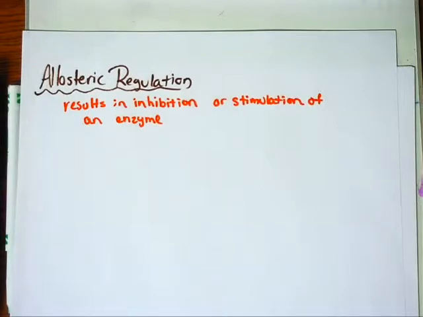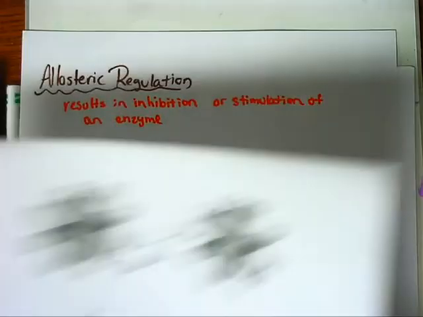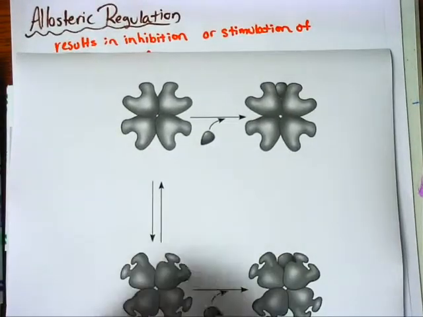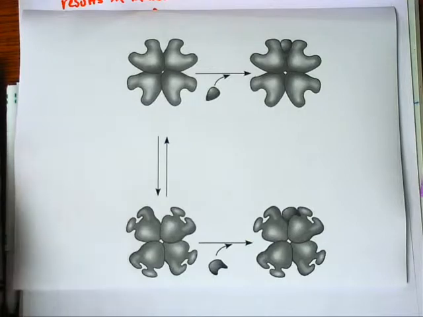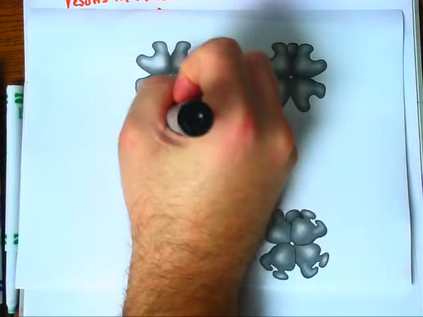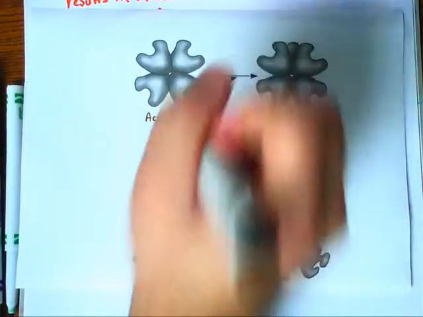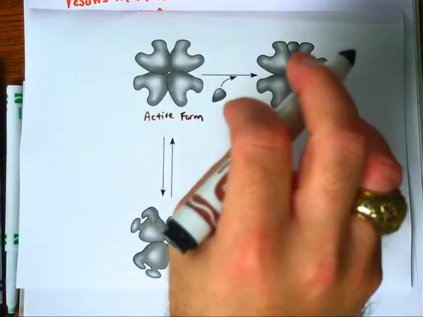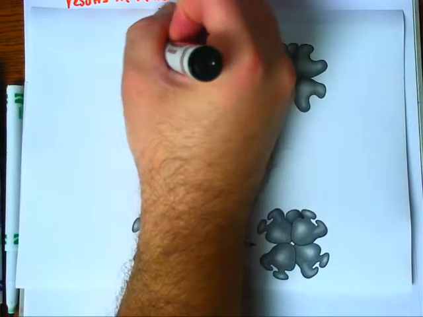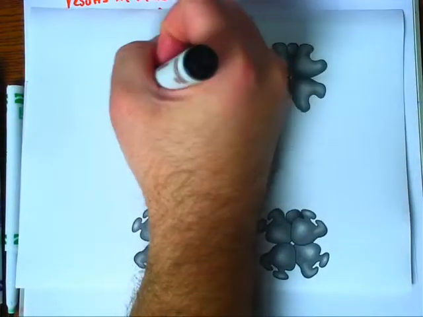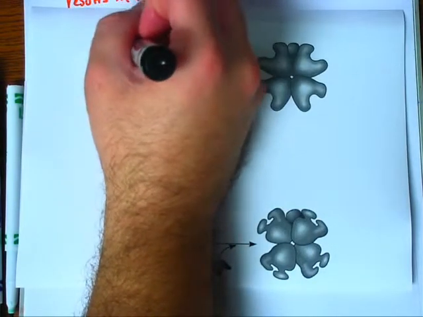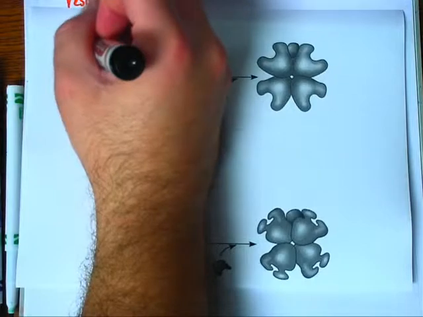Now, this is a little too elaborate to draw, so what you can do is just remember that this is in your book. But let me show you what's going on here. Let's say I have an enzyme that is in its active form at this point. It's in its active form because you have these 4 active sites. So these are all the active sites.